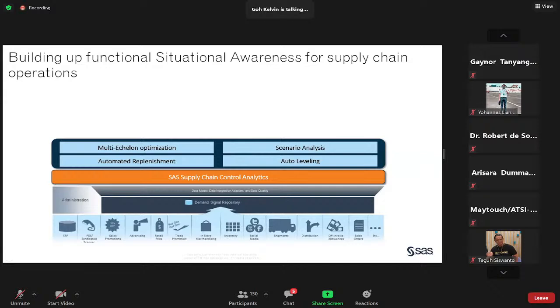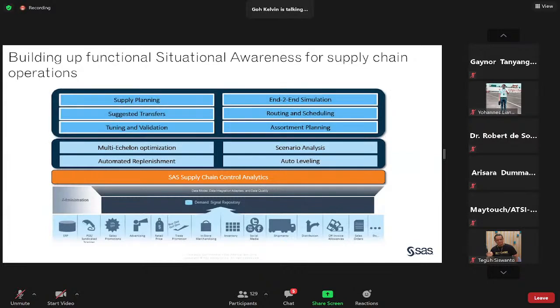But the fact of the matter, what it's trying to say here, is you get your data layer in place, then you can start to look into some of the analysis, and then you can do some of the fancy things, like scenario planning. You can look into multi-echelon, or in this case, multi-layer optimization, and so on and so forth. And beyond that, there's still one more layer. That's where you can also go into concepts like automated routing and scheduling, end-to-end simulations, and so on and so forth.